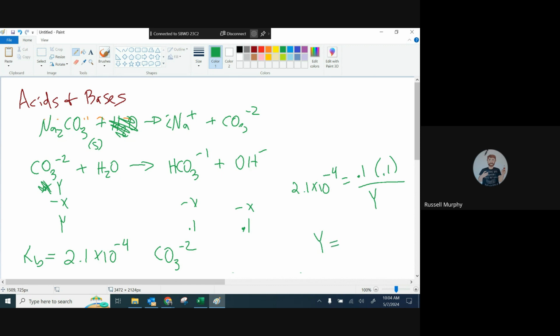Can't do that in my head, but that's a good thing. 0.1 squared divided by 2.1 times 10 to the minus 4. I got 48. Does 48 feel right to anyone in here? Yeah.